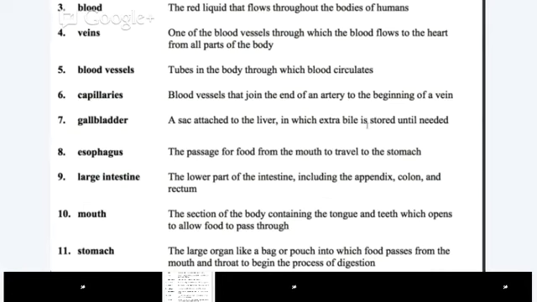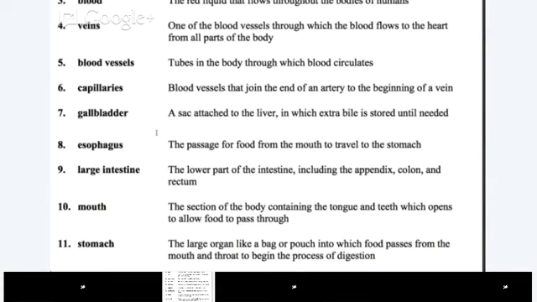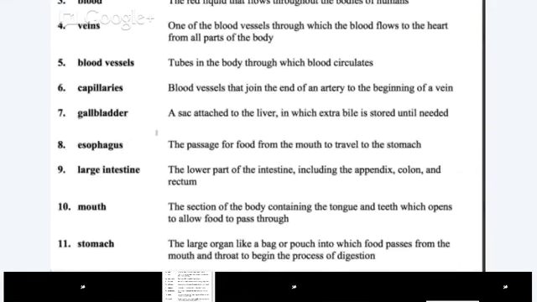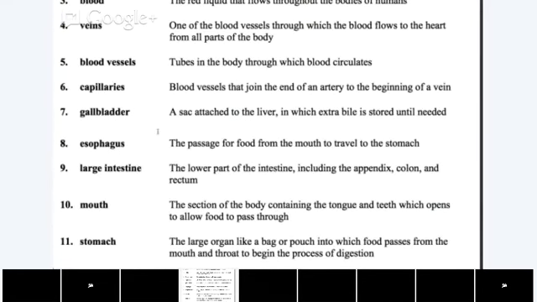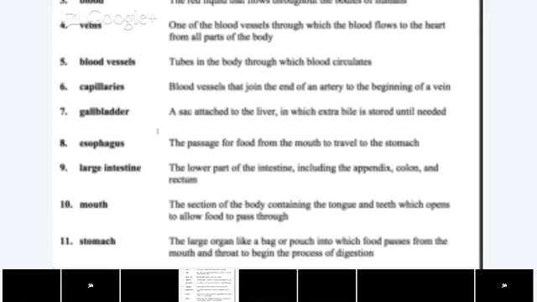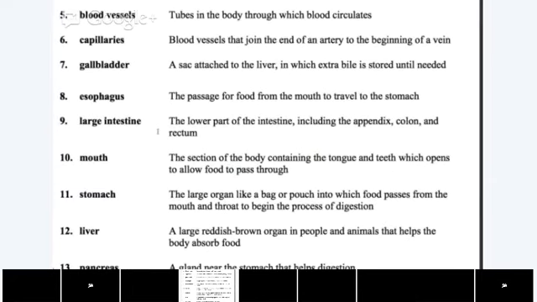And can I get you to do number 8 as well? Okay. Esophagus. Esophagus, yes. The passage for food from the mouth to travel to the stomach. Perfect. Thank you so much for that, Sammy. So the esophagus is a very long tube and it carries food from your mouth to the stomach. Okay? Perfect.